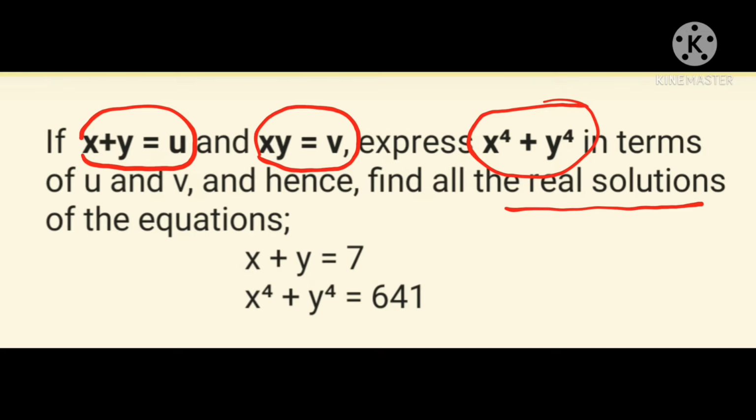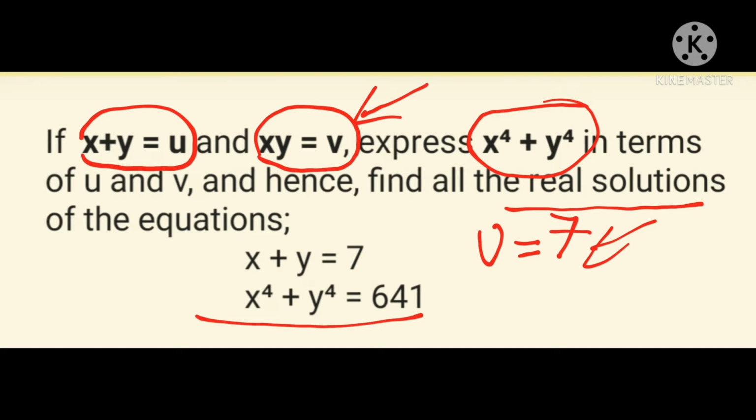Here we need to know that if x plus y equals u, and x plus y equals 7, that means u equals 7. So we already know our u value. What we have to do now is get our v value. We will get it from the binomial expansion. After the binomial expansion of this term, we get an expression, and in that expression we substitute the value of u, and that will give us the value of v.